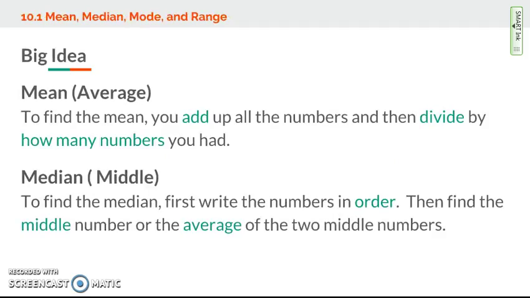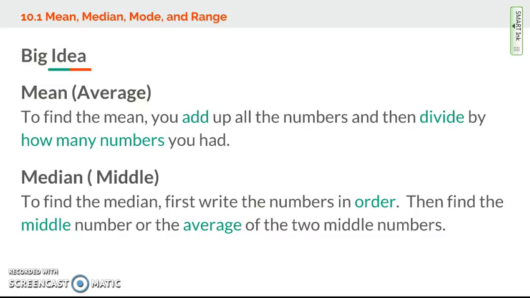Alright, so our big idea is some vocabulary words. The mean, the average. To find the mean, you are to add up all the numbers and then divide by how many numbers you have in your data set. So we'll be looking at a lot of data, a lot of numbers in our list. Hopefully these ideas are not new to you. You've had median, mode, and range in the past, so we're just getting the cobwebs out and revisiting these. If you are stuck or have questions on these, please make sure you ask.